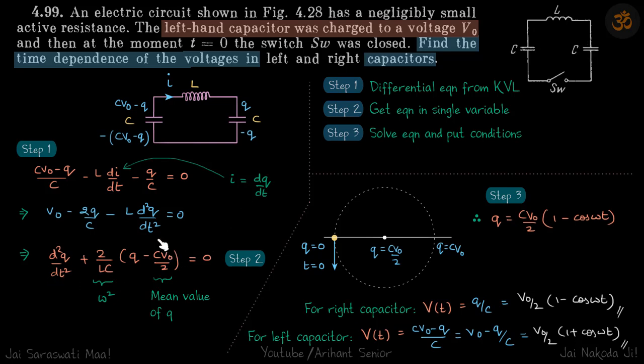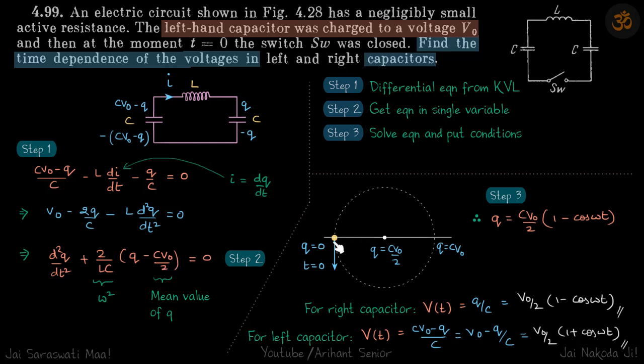So again we have this equation in Q. Q is the charge on this capacitor and we know initial Q is 0 and we can see the mean value of charge is CV0 by 2. Sorry, I think I said that amplitude is CV0. No, that's not the case. Amplitude itself will also be CV0 by 2, which is the mean value because initial Q is 0.